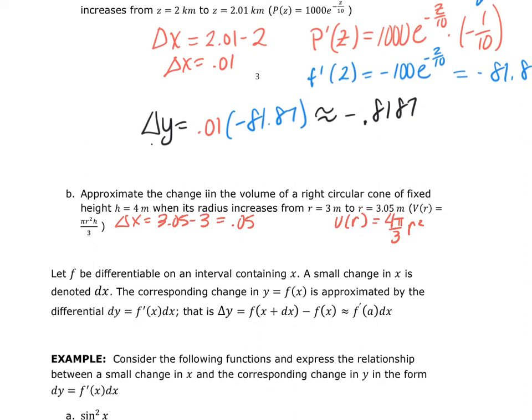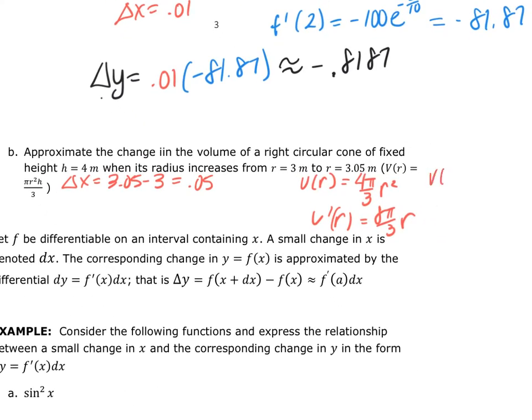This is not related rates, so it's not going to be with respect to time. It's just going to be V prime of r. So V prime of r is equal to 8 pi over 3 times r. That's nothing new. Now we have to evaluate it at the r, which is 3. That's our a value. So V prime of 3 is equal to 8 pi divided by 3 multiplied by 3. So this is just going to be 8 pi.